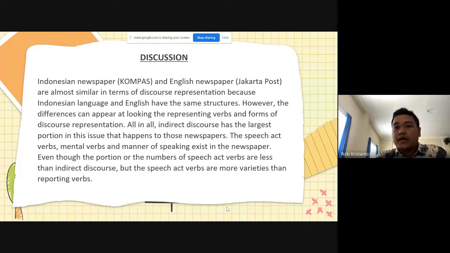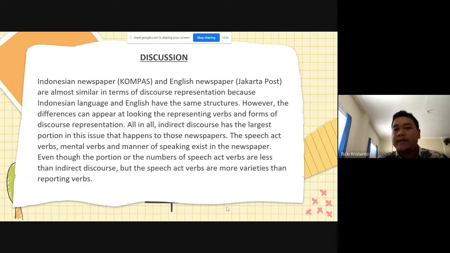Yeah, discussion. So in Indonesian newspaper, especially in Kompas and English newspaper from Jakarta Post, are almost similar in terms of discourse representation because Indonesian language and English have the same structures. However, the difference can appear at looking the representing verbs and form of discourse representation. All in all, indirect discourse has the largest portion in this issue that happen to those newspapers.